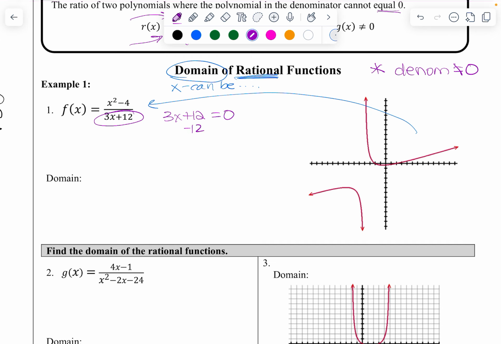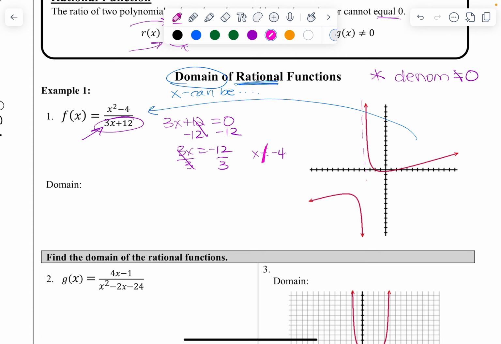We subtract 12 from both sides, and we get 3x equals negative 12. Divide both sides by 3. So we know, hey, if x equals negative 4, that's going to make our denominator 0, which is a problem for us. So we do not want x to equal negative 4. We can see that here on the graph, where x equals negative 4: here's negative 1, 2, 3, 4.